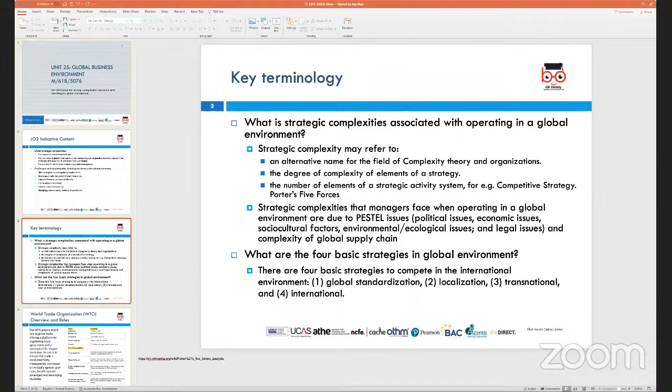That is the main overarching reason why we will study learning outcome 2. Now, if I throw into the mix one or two other things, for example, what are the four basic strategies which companies, or countries, or nations, or economies would put into place to look at strategic complexities? There are four basic strategies, and they tend to be global standardization, localization, multinational or transnational.